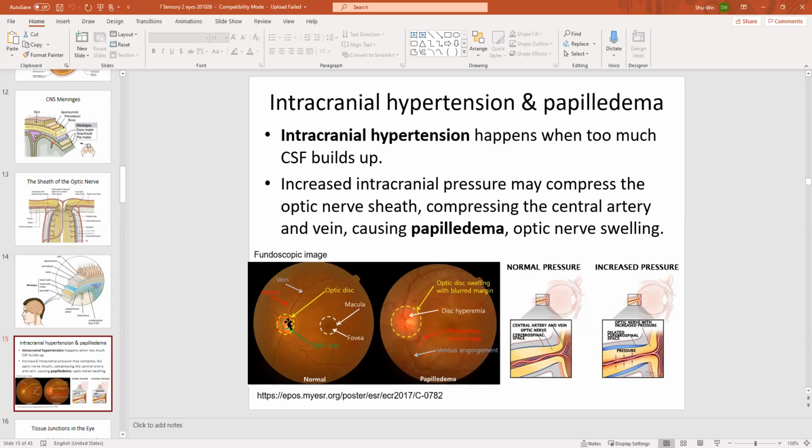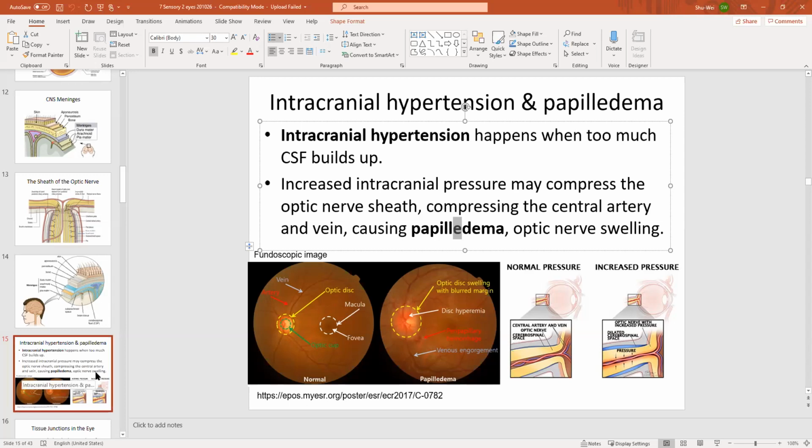Now, if there is an increase of intracranial pressure, not intraocular pressure, intracranial pressure, that will push on the optic nerve and cause swelling, and you will see it right here. This is a condition called papilledema. Basically, it's a swelling of the optic nerve head, or optic disc.